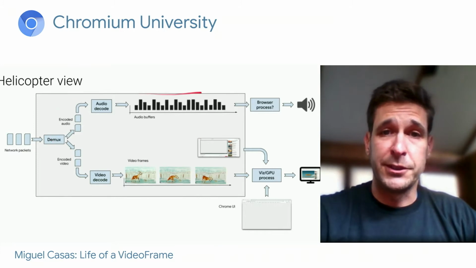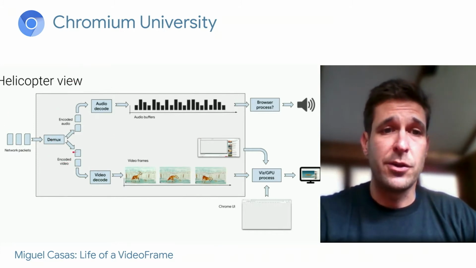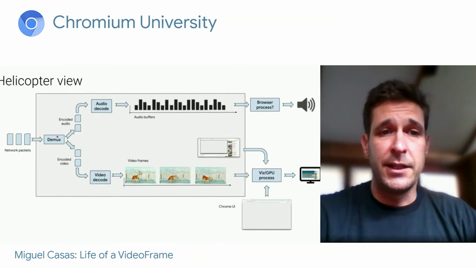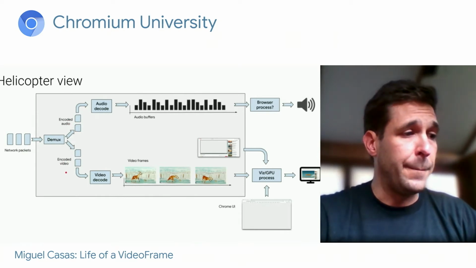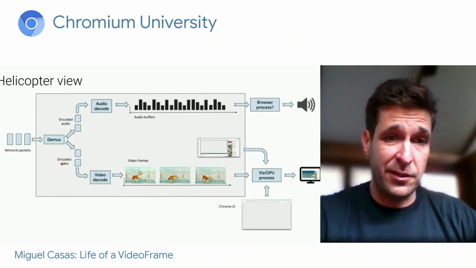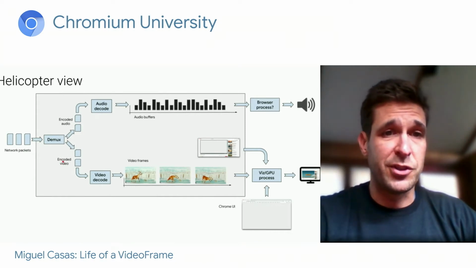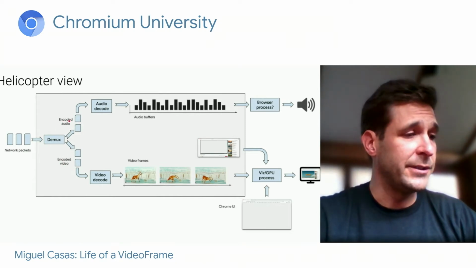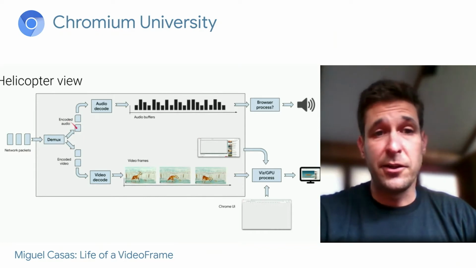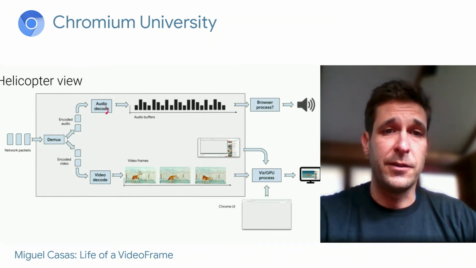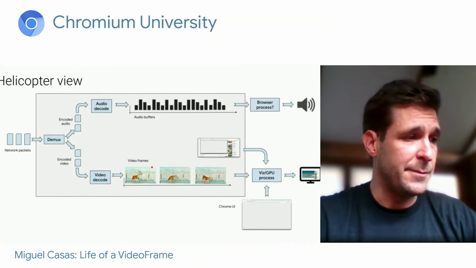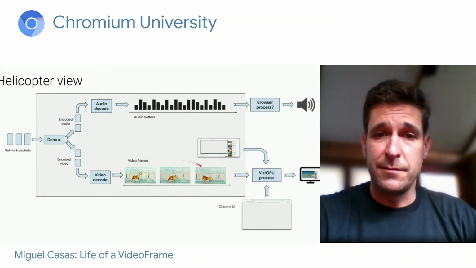In the render process, this gray area here is all in the render process. This demuxer separates it into encoded audio and encoded video. Each one of those encoded video things is usually called a chunk, and so are the encoded audio ones. Each encoded chunk is then decoded into either audio buffers or video frames by means of the video decode and audio decode entities. The video frames themselves are decoded 1, 2, 3 in time.